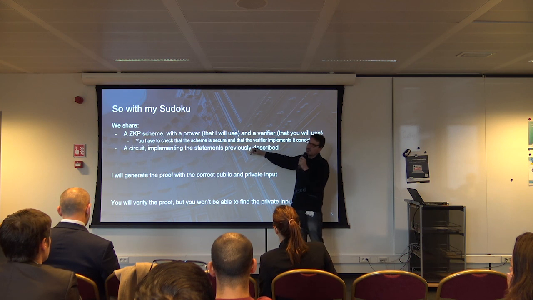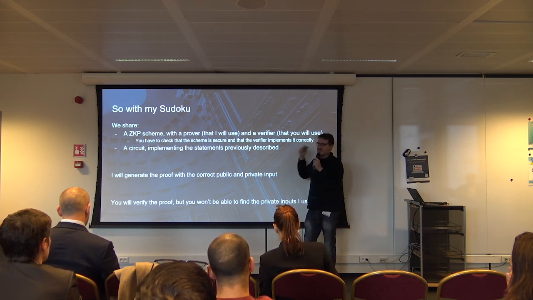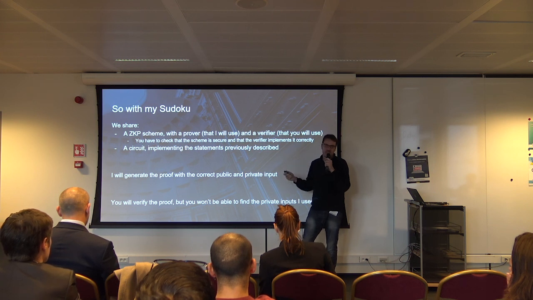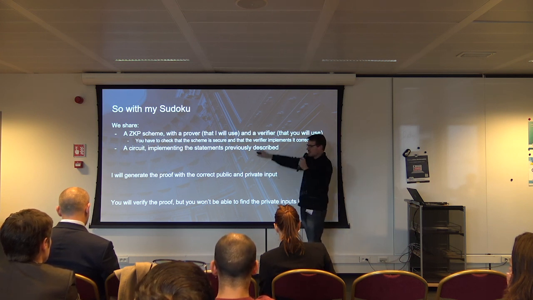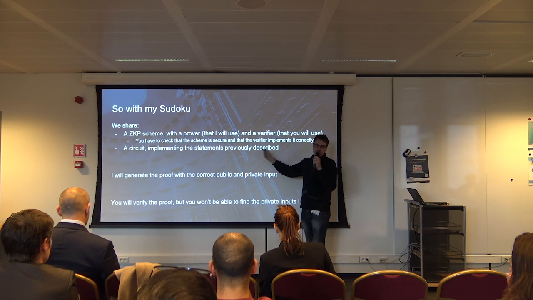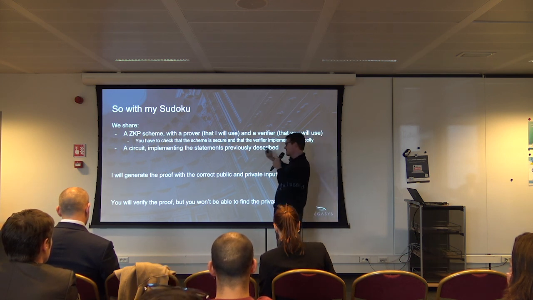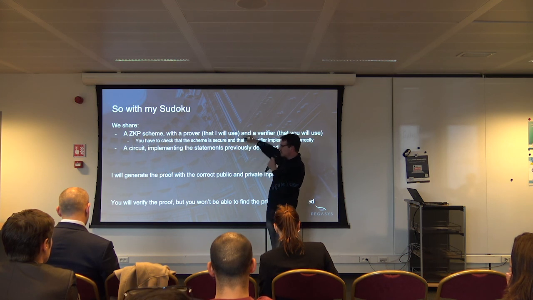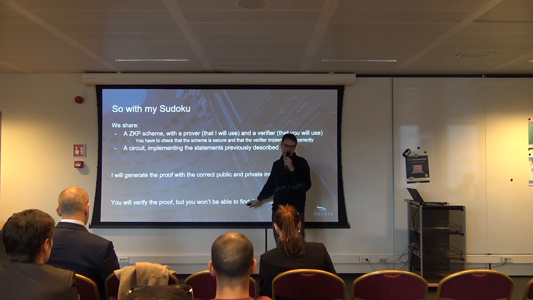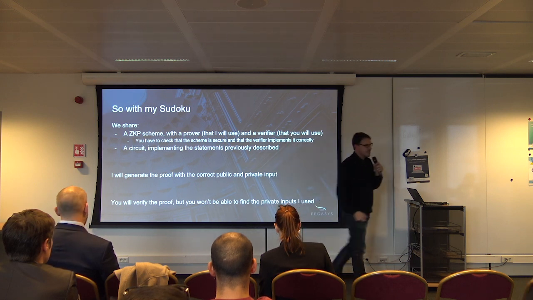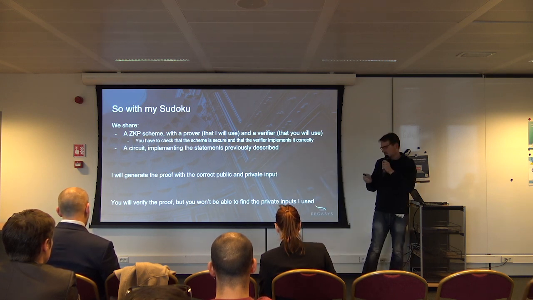This circuit, we'll have to check this circuit, because maybe I'm telling you that I've got this statement, but what I actually implemented is something different. So this circuit is going to be quite important, and you will have to verify it clearly. And once we're OK with this, I can generate the proof with a prover, and you can verify this proof with a verifier. OK? It's simple.